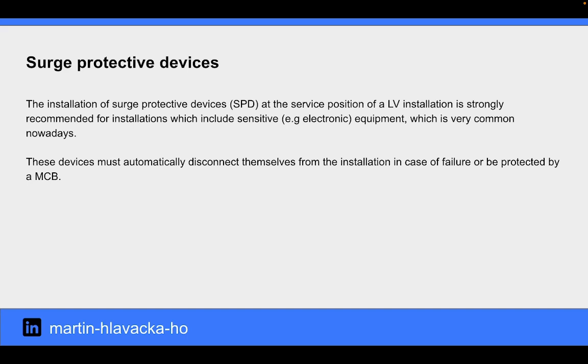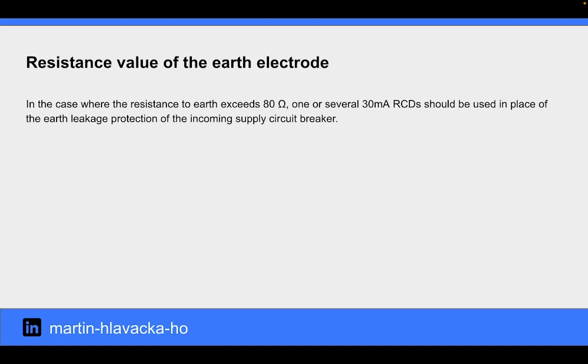The installation of SPDs at the service position of an LV installation is strongly recommended for installations that include sensitive equipment, which is very common nowadays. These devices must automatically disconnect themselves from the installation in case of failure or be protected by an MCB. In the case where the resistance to earth exceeds 80 ohms, one or several 30 milliamp RCDs should be used in place of the earth leakage protection of the incoming supply circuit breaker.